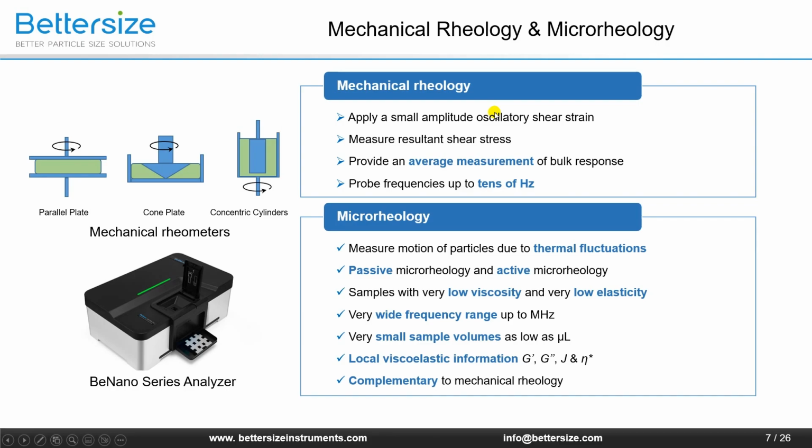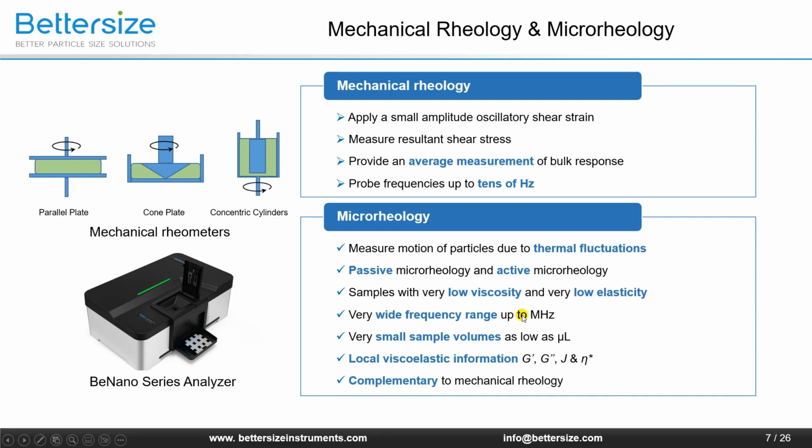hertz. In contrast, microrheology is a technique used to measure the rheological properties of a material by measuring the motion of tracer particles. Microrheology allows elastic and viscous properties to be measured quickly and without contact. Depending on the force applied to the tracer particle, there are two types of microrheology: passive microrheology and active microrheology.